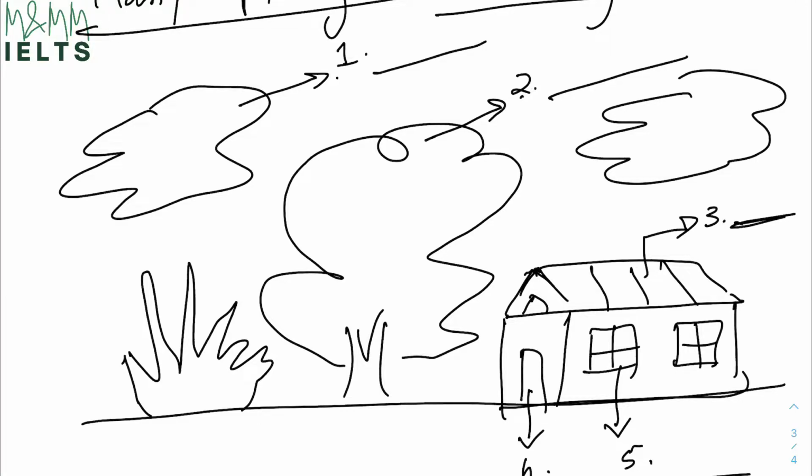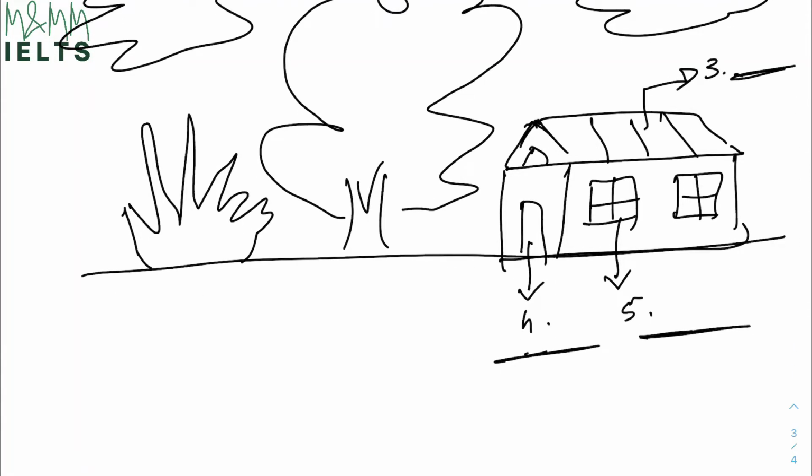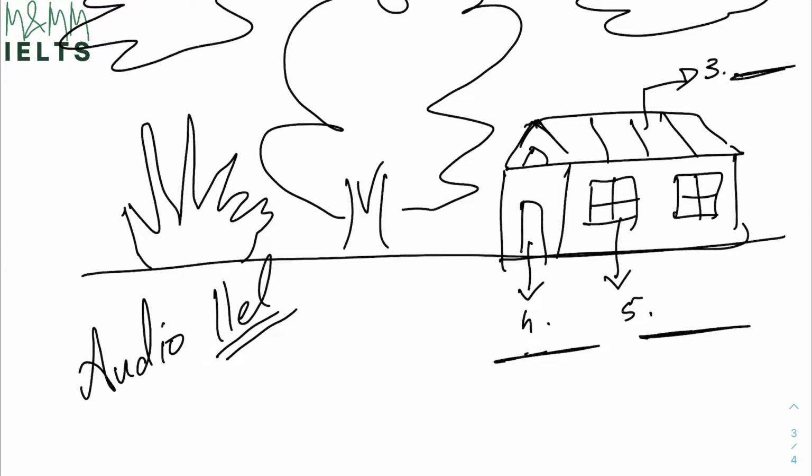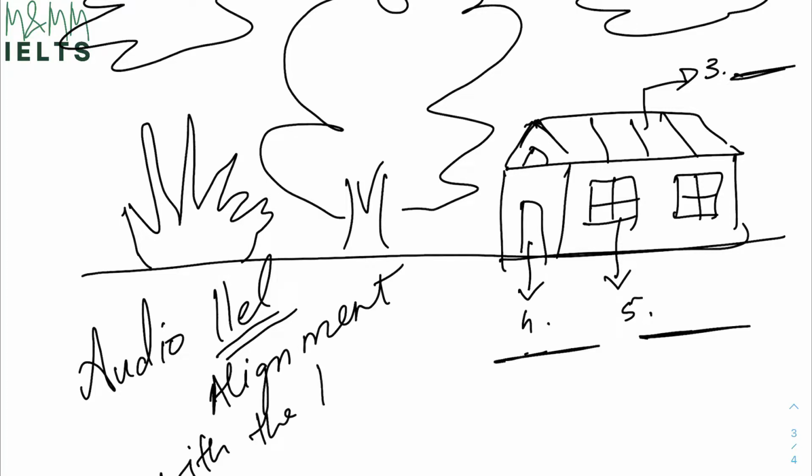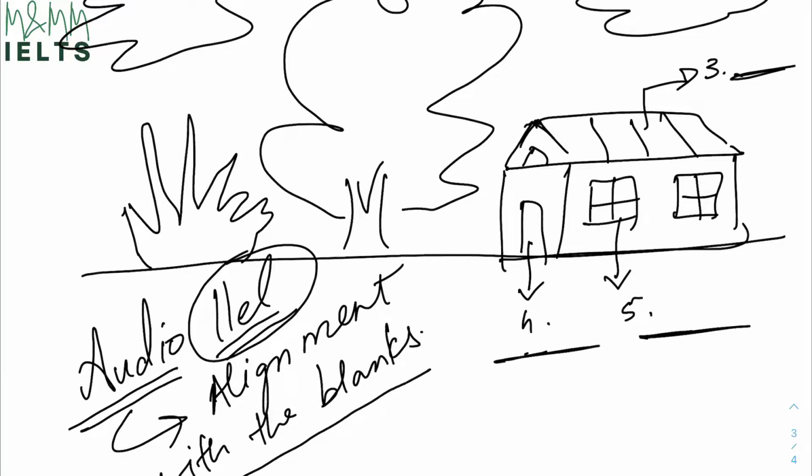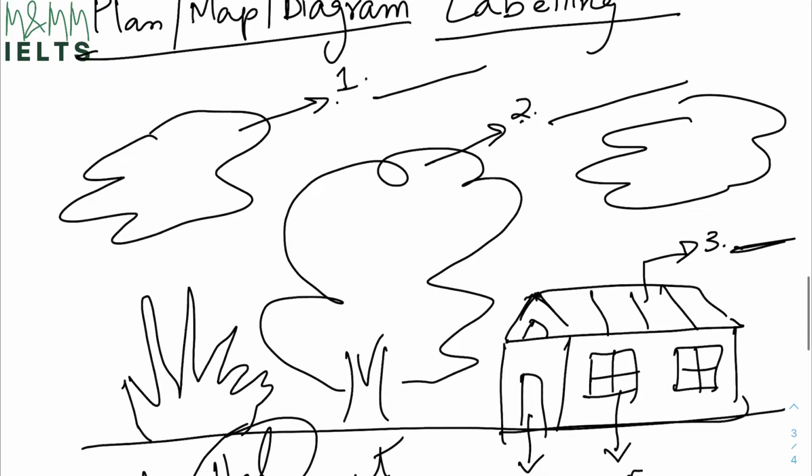Now the good thing is that, and you should write this down, the audio means parallel, or you can say alignment with the blanks. The audio will always be in alignment or will always be parallel to the blanks given to you. What does this mean? It means that because you have number 1 here, number 2 here, number 3 here, number 4 here, and number 5 here, you have to follow the same order.